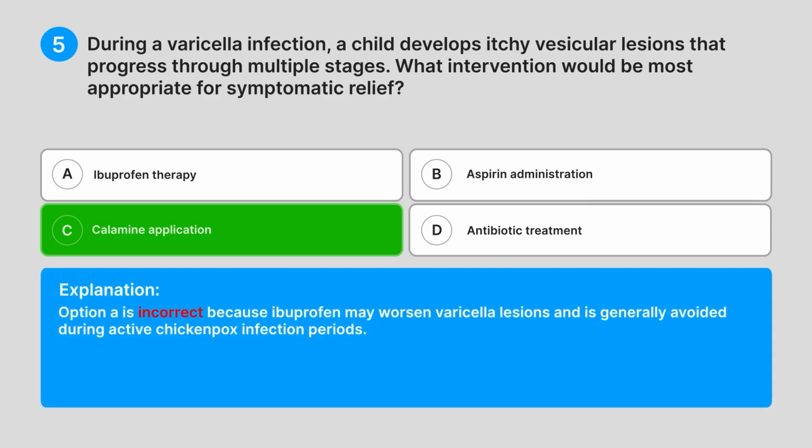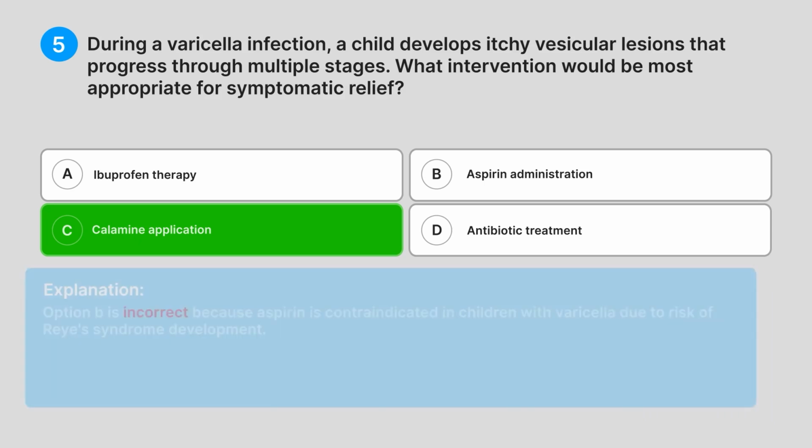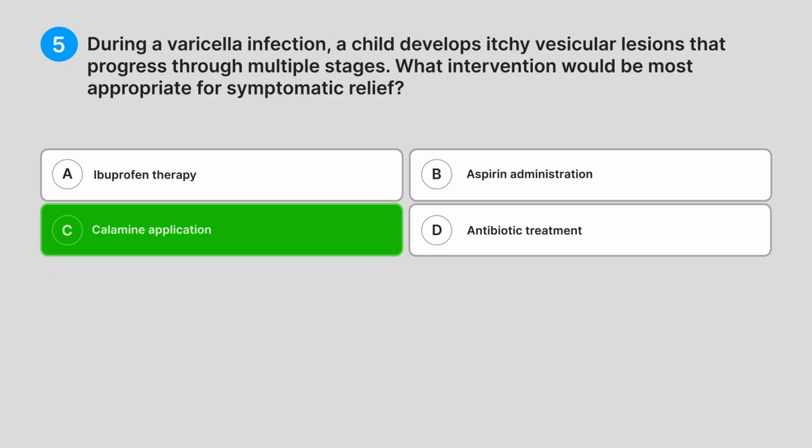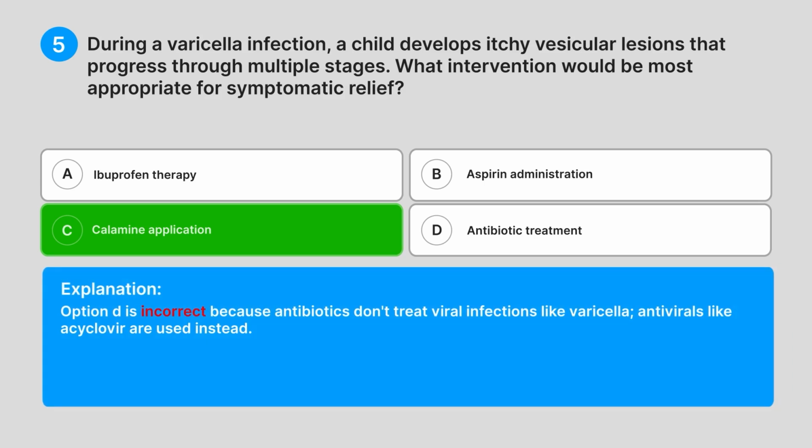Option A is incorrect because ibuprofen may worsen varicella lesions and is generally avoided during active chickenpox infection periods. Option B is incorrect because aspirin is contraindicated in children with varicella due to risk of Reye's syndrome development. Option D is incorrect because antibiotics don't treat viral infections like varicella. Antivirals like acyclovir are used instead.